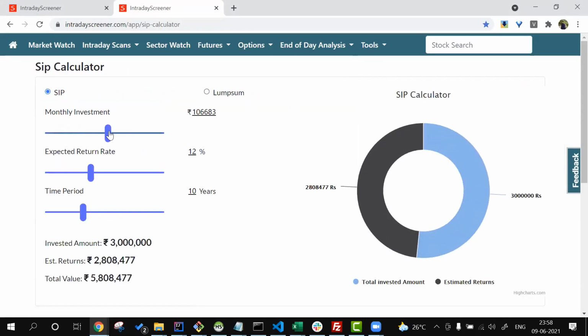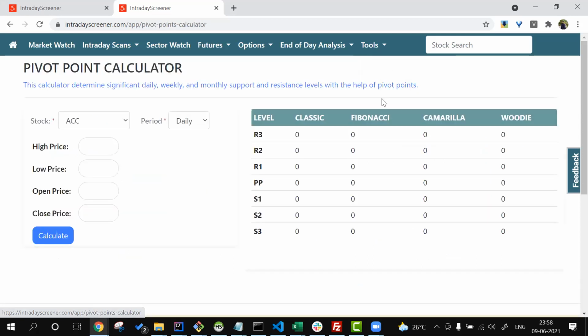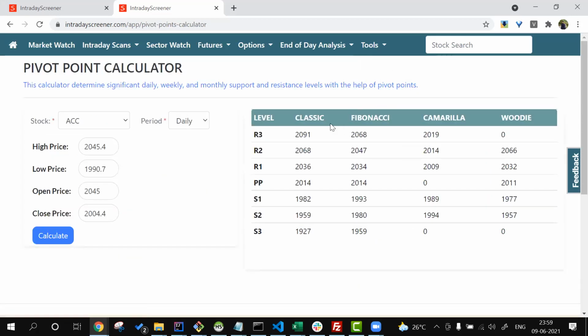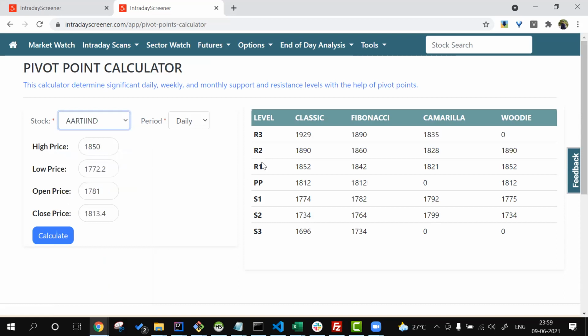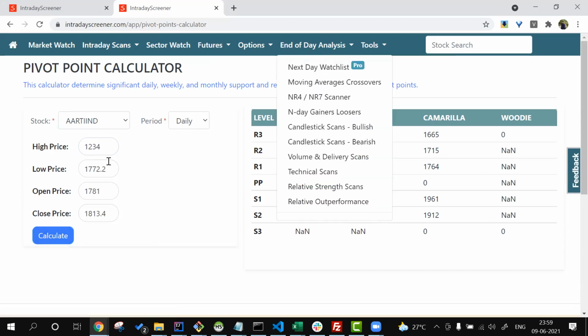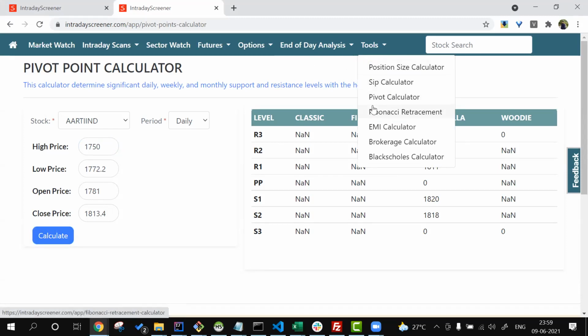The SIP calculator is basically used to calculate SIP returns, which is again self-explanatory. The pivot calculator is used to calculate pivots: classic standard pivots, Fibonacci pivots, Camarilla pivots, and Woody pivots. You just have to select any stock and it will auto-populate. You can even enter your custom values and calculate pivots. Again, it is showing NaN because I've just entered a random value. Maybe if I enter a more realistic value, I'll get a figure. Okay, so this is another thing that you can use.